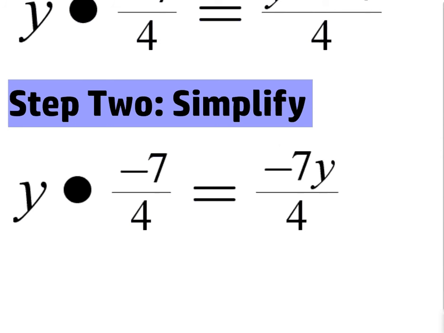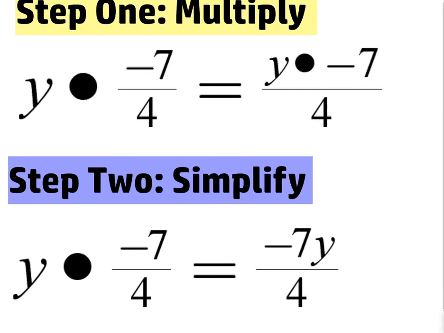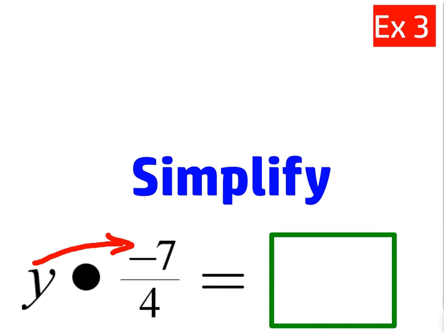And remember, the order in which you multiply numbers doesn't matter, so we can actually switch those and put the negative 7 out front. And then we don't need the multiplication sign if it's a number followed by a variable. So therefore you have negative 7y on top and 4 on the bottom. And that's what's going to go inside the box. When we simplify y times negative 7 over 4, we get negative 7y over 4. And yeah, you can pull the negative out front for the fraction.